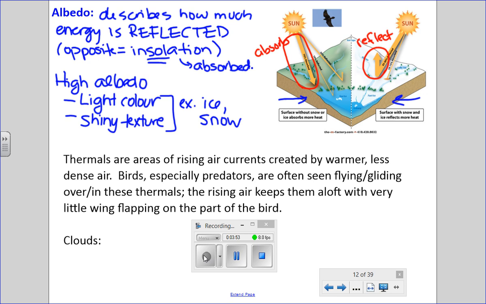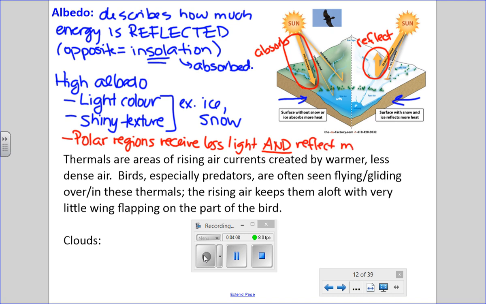This means that polar regions receive less light and reflect more. So it's a double whammy. Not only is the sun not shining directly because of the angle of incidence, but the sun that is shining, a lot of it is being reflected because a lot of the polar areas are covered with snow and ice, which would have a really high albedo.